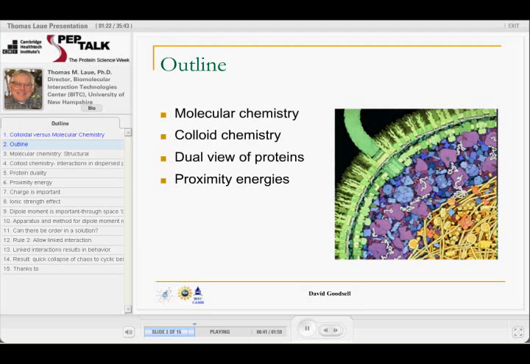And these all can be understood. The colloidal properties can be understood in terms of proximity energies. And so I'll talk a little bit about that, since that's more my game.